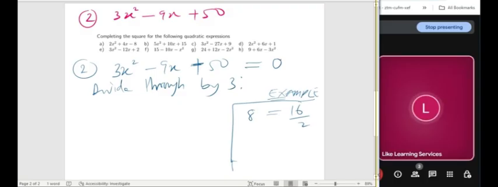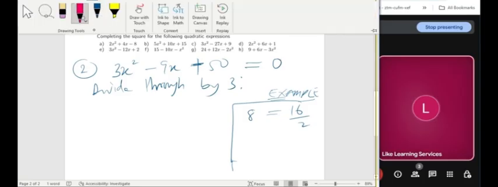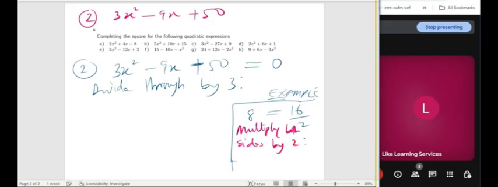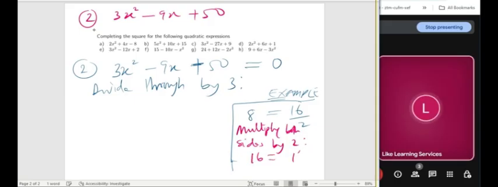Multiply both sides by 2. Will it still be valid? That's the point. The thing is about validity. Multiply the left hand side by 2. What do you get? 16. Multiply the right hand side by 2. What do you get? 16. Is it not valid? Yes, it is.